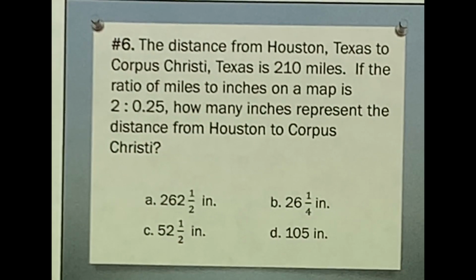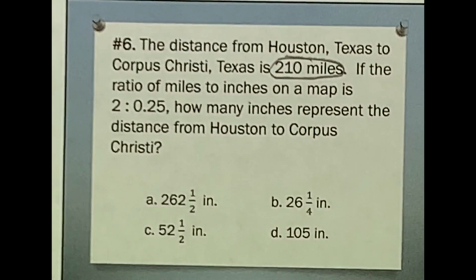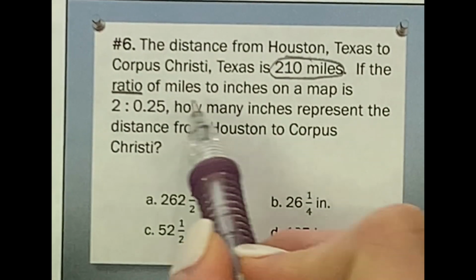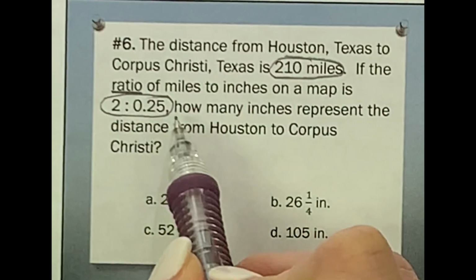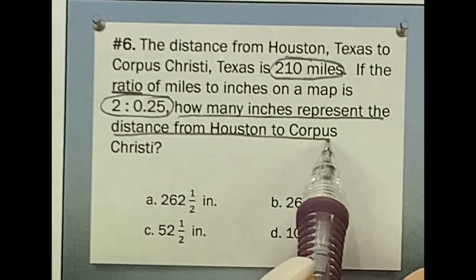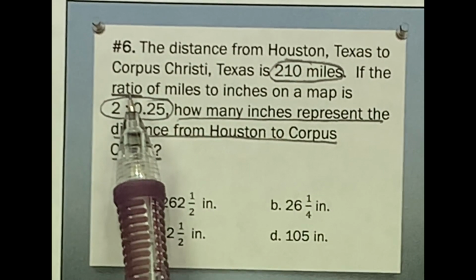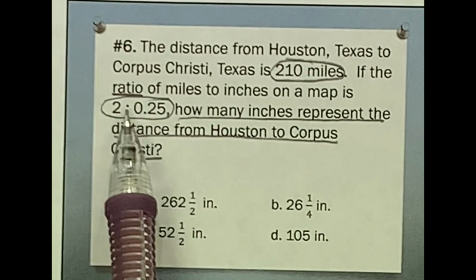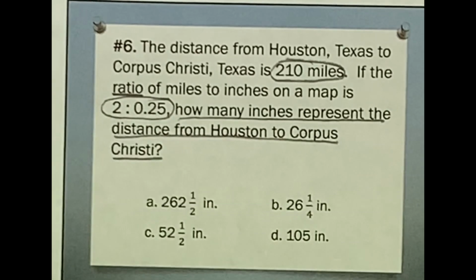Okay, the distance from Houston to Corpus Christi is 210 miles. So we know the distance in miles. If the ratio of miles to inches on a map is 2 to 0.25, how many inches represent the distance from Houston to Corpus Christi? A ratio can be written in 3 ways. It can be written as either a fraction, it can be written with colons like this, or it can be written with the word to instead.